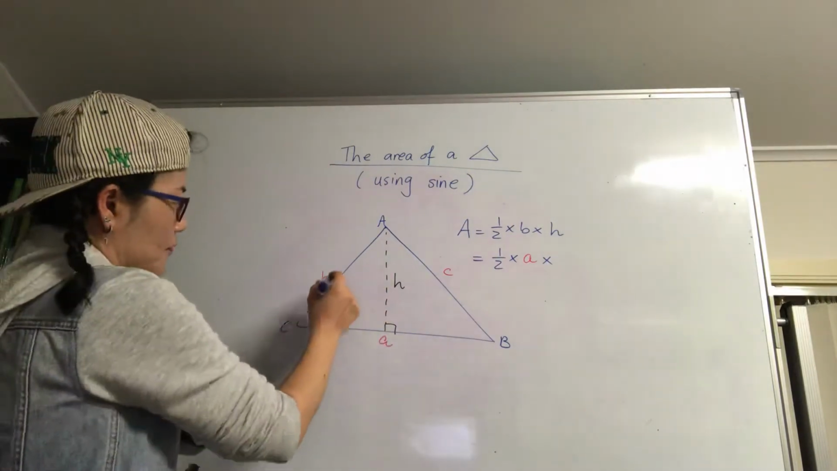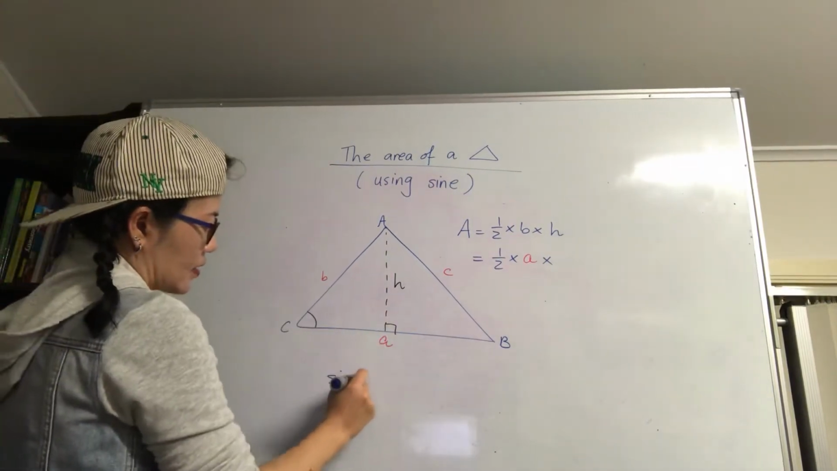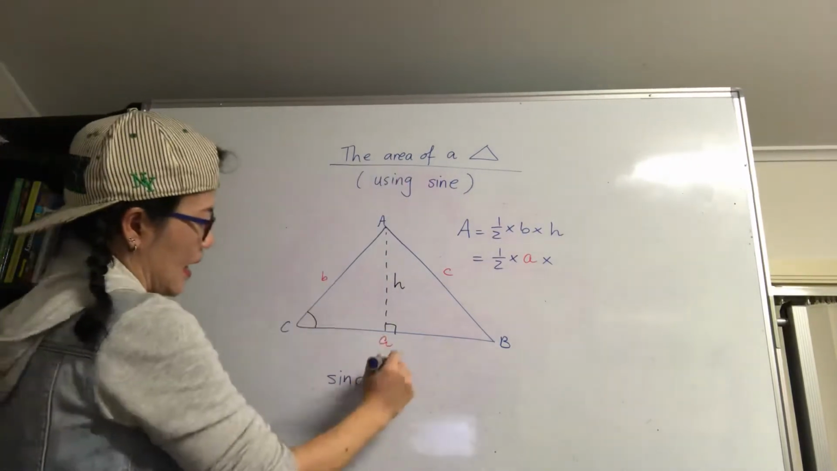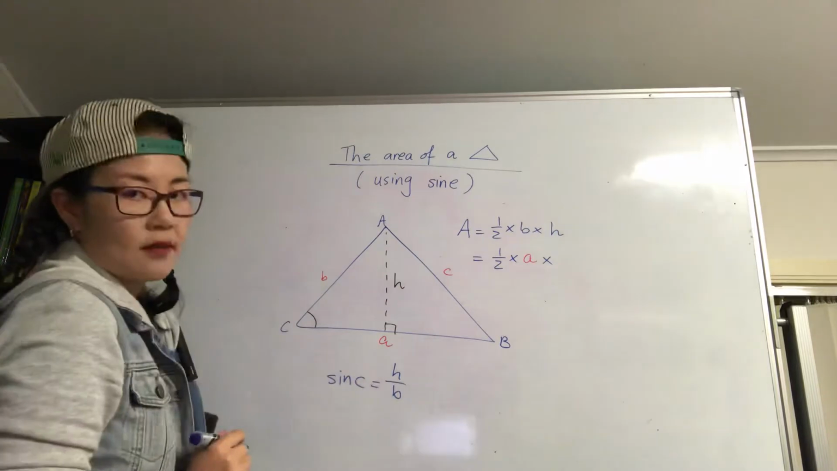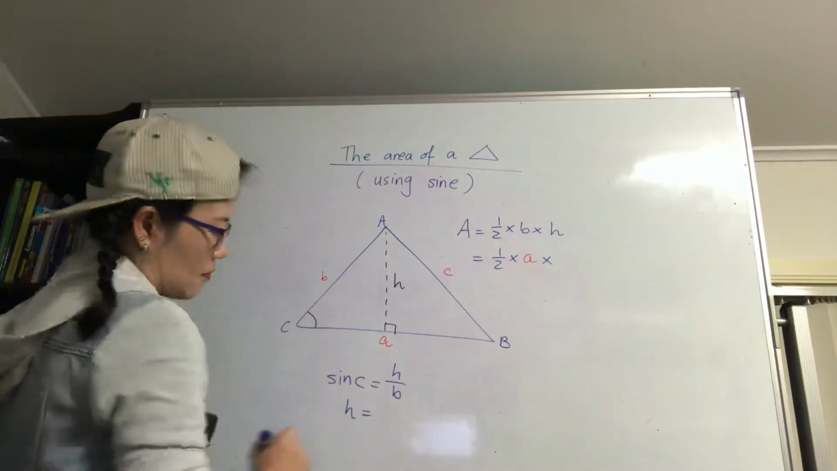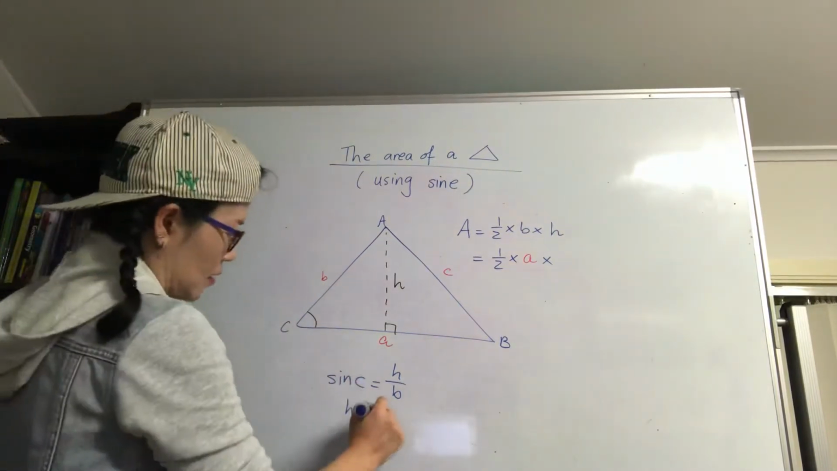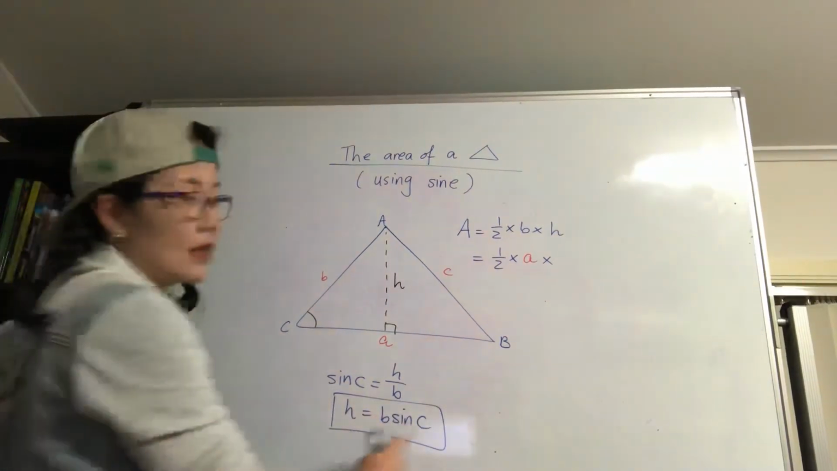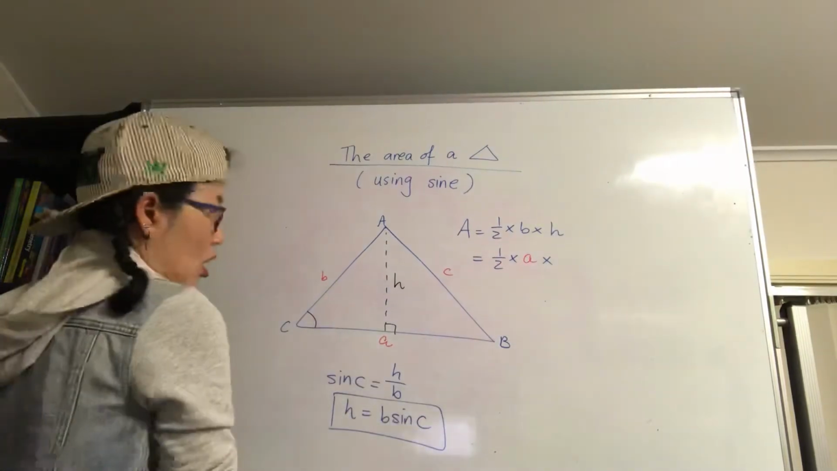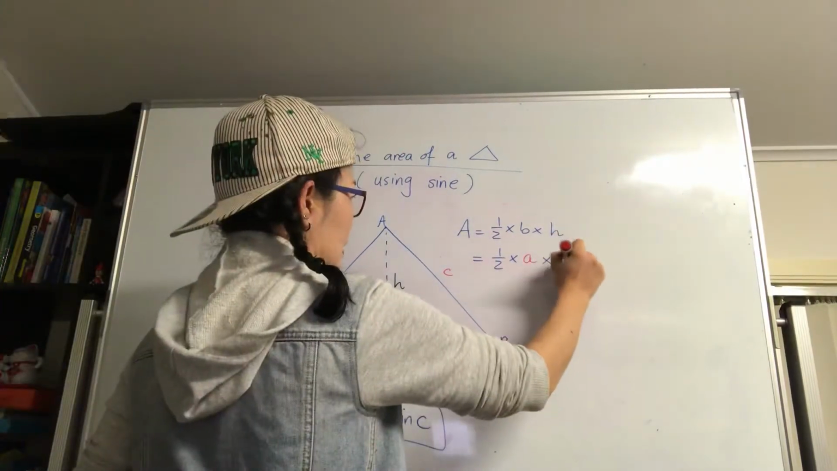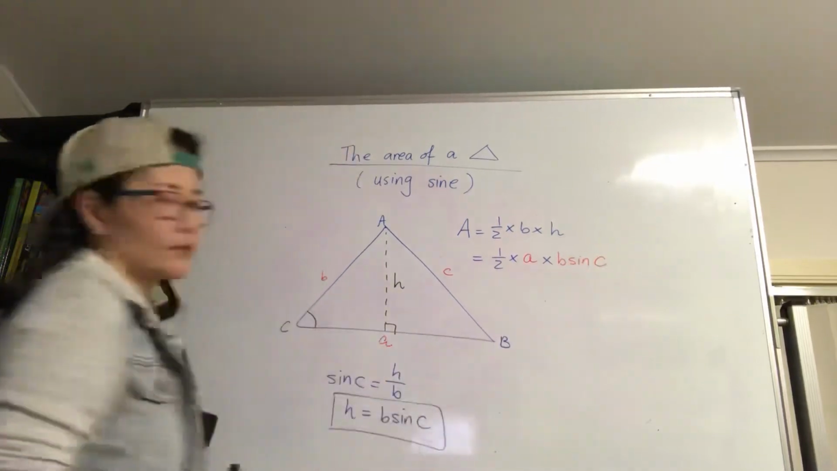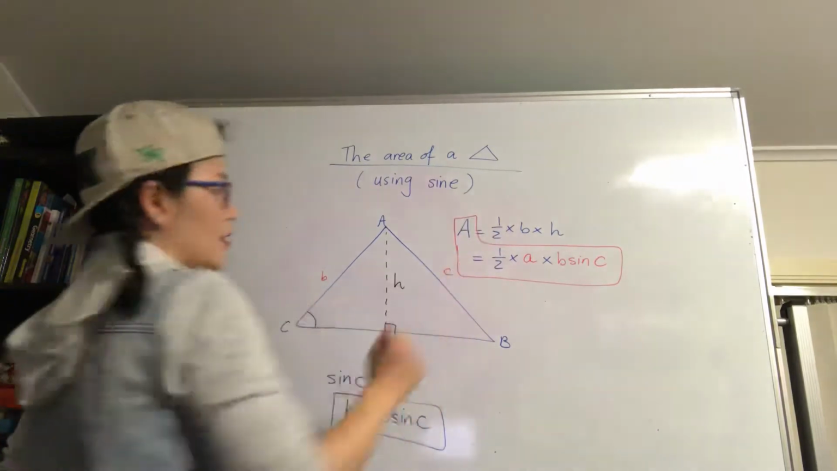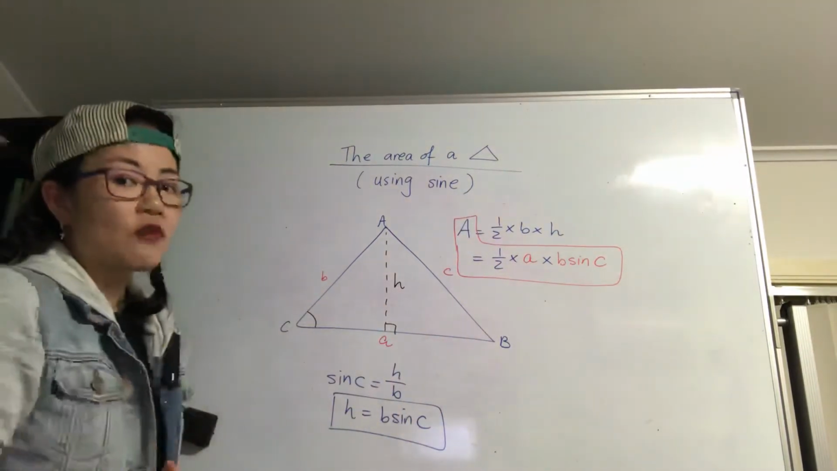So I'm going to find it using sine. Sine C will be H over B. So if I make H the subject, it'll be B sine C. And I'm going to put this one into here. So my height becomes B sine C. So this is our formula for the area of a triangle when it's a non-right angle triangle.